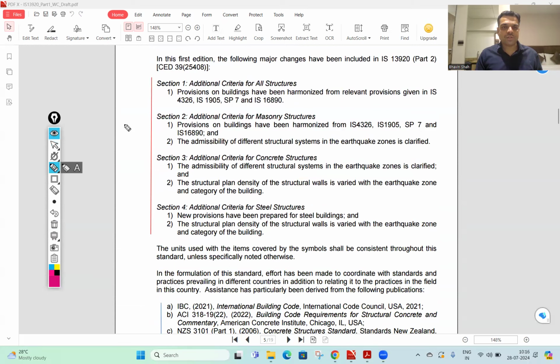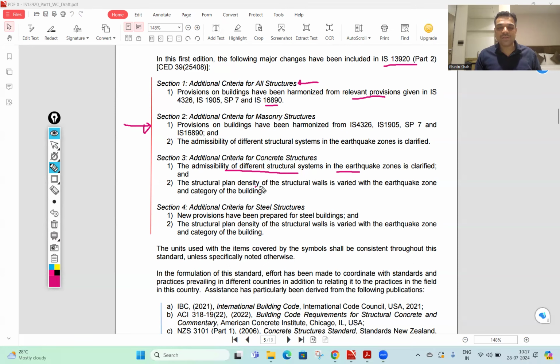These are the changes as mentioned in the foreword: in IS 13920 part 2, the provisions on buildings have been harmonized from the relevant provisions given in IS 4326, 1905, SP7, and 16890. Additional criteria for masonry structures are added. Additional criteria for concrete structures are added. And it states that the admissibility of different structural systems in the earthquake zone is now clarified.